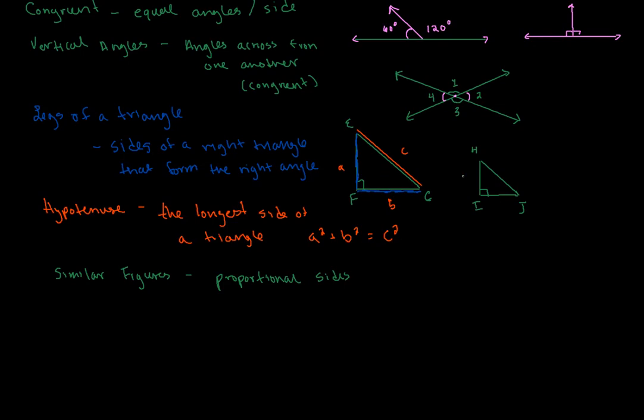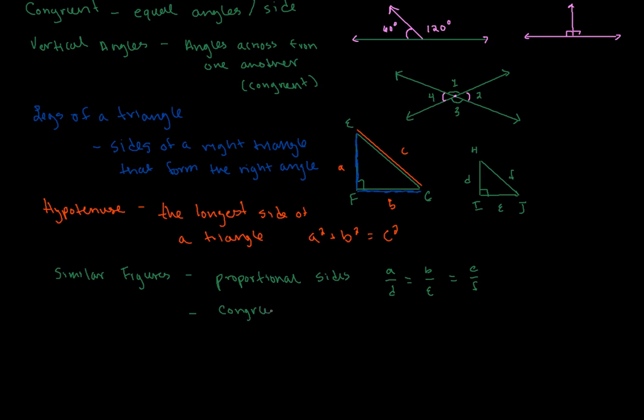So side A over side D should be proportional to B over E, because they match up. They should be equal to each other, and this should also be equal to C over F. So they have proportional sides, which means their fractions are equal.